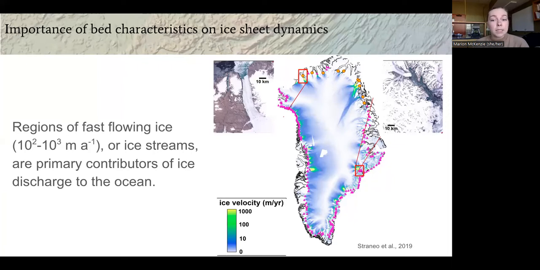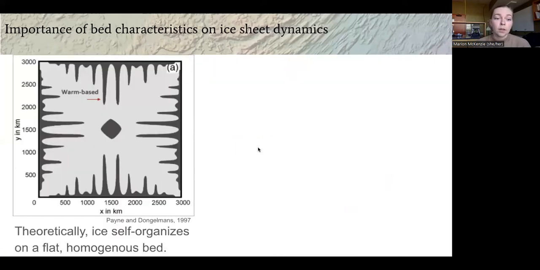And so it's important to understand what controls there are on the existence of these ice streams and what will cause them to move faster. When looking at a homogeneous bed, so in this model, we have a same bed and a modeled ice sheet on top of it, you get this self-organization of these warm-based ice streams that are homogeneously spatially distributed across the surface.